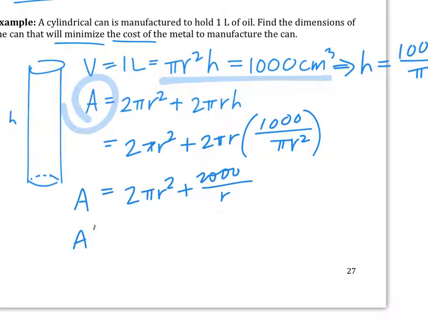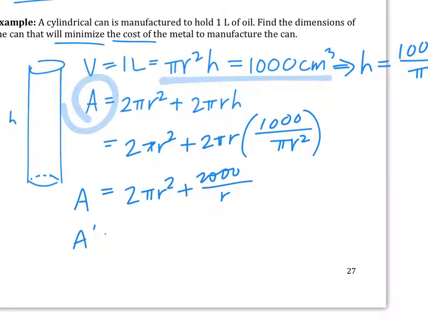Why do I need to put 1 liter into 1,000 centimeter cubed? Because we're trying to find the dimension of the can. 1 liter is not in any kind of dimension, like length. Yeah. But can I just use 1 liter to solve the question first and then substitute in? Yeah.